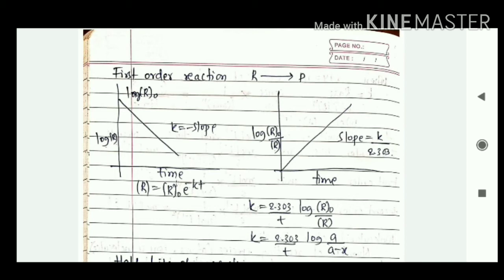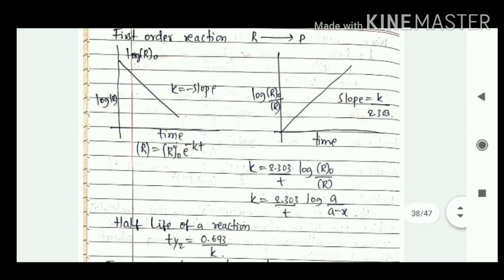In this case we're going to get a straight line with zero intercept. Here the slope is equal to k divided by 2.303. So k is equal to 2.303 divided by t log R naught divided by R. So this is the final equation. In other words, k is equal to 2.303 divided by t log a divided by a minus x.